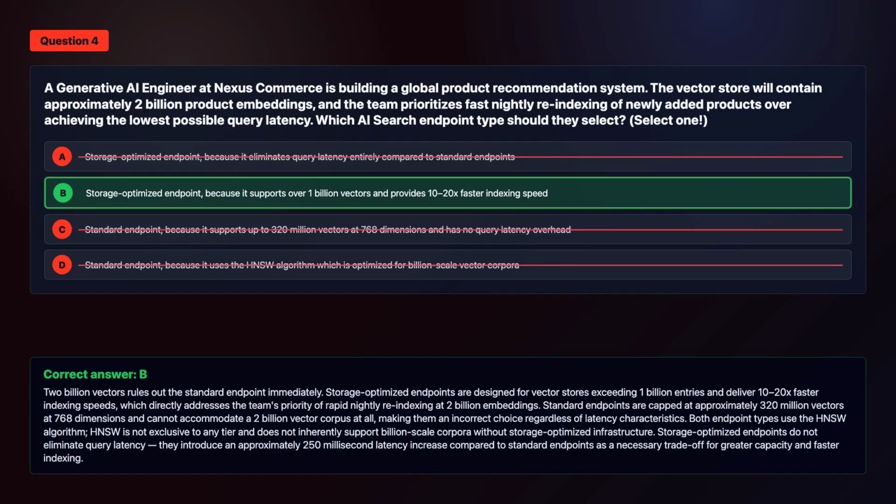Standard endpoints are capped at approximately 320 million vectors at 768 dimensions and cannot accommodate a 2 billion vector corpus at all, making them an incorrect choice regardless of latency characteristics. Both endpoint types use the HNSW algorithm. HNSW is not exclusive to any tier and does not inherently support billion-scale corpora without storage-optimized infrastructure. Storage-optimized endpoints do not eliminate query latency. They introduce an approximately 250 millisecond latency increase compared to standard endpoints as a necessary trade-off for greater capacity and faster indexing.